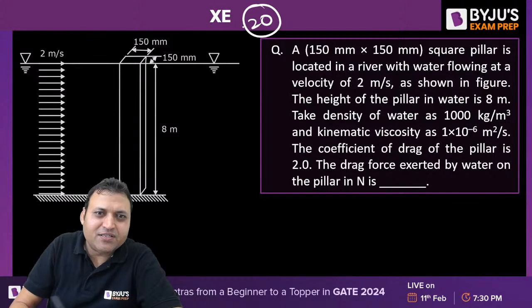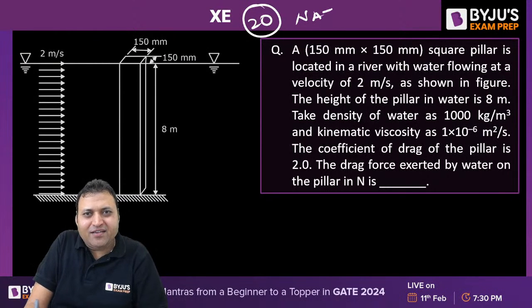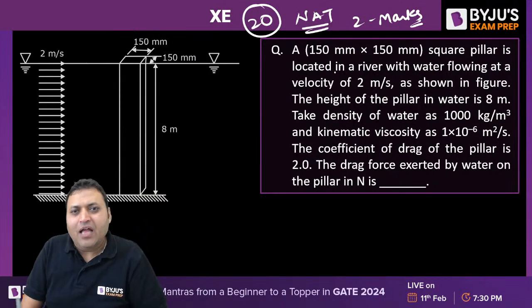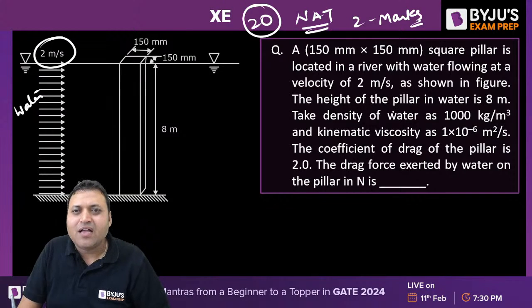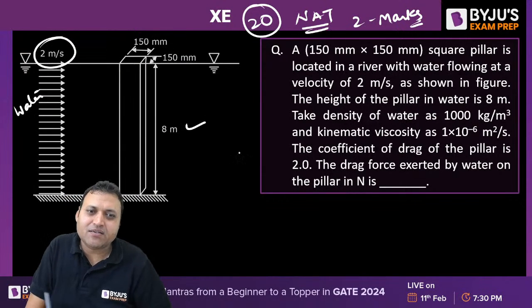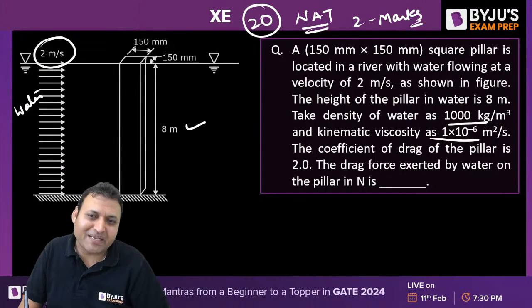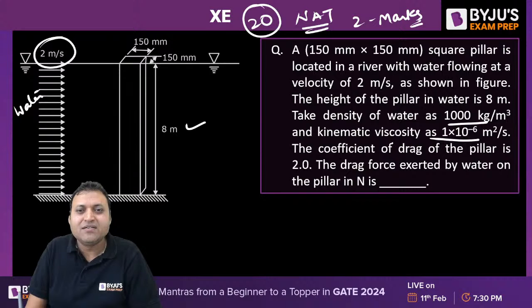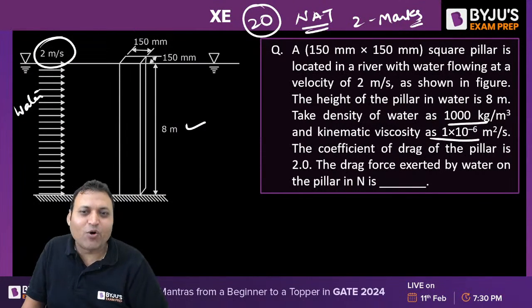Question number 20. 2 more questions to go after this. Question number 20. Again NAT, carrying 2 marks. A 150 mm by 150 mm square pillar is located in a river with water flowing at a velocity of 2 meters per second. As shown in figure, the height of the pillar in water is 8 meters. Take density of water as 1000 and kinematic viscosity is 10 to the power minus 6 meters square per second. The coefficient of drag of the pillar is 2. The drag force exerted by the water on the pillar is.